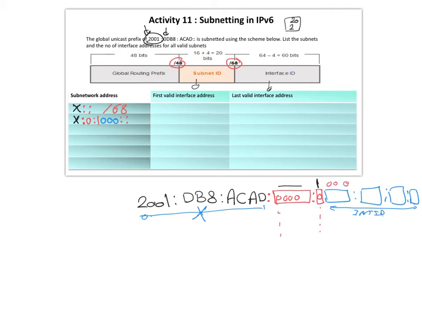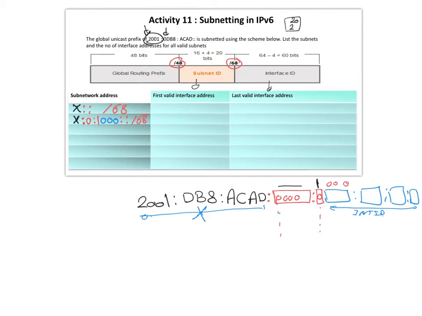Why can't I remove these zeros? These are not leading zeros. These zeros come after the 1, not before it. If it's before it, I can omit the leading zeros. But these 3 zeros are after the 1, so I cannot remove them. So this will be X colon 0, colon 1000, colon colon to account for all the remaining interface ID, and this will also be a slash 68.